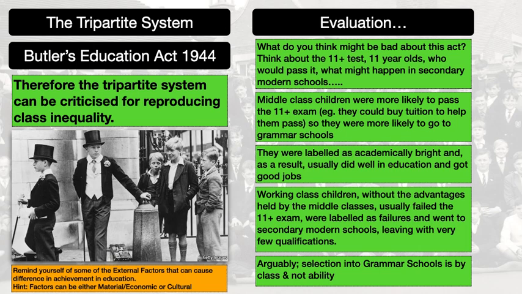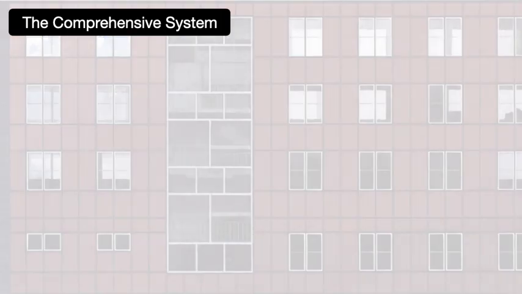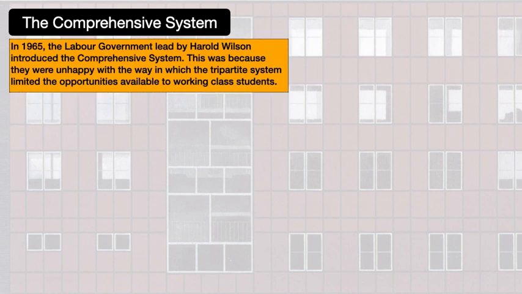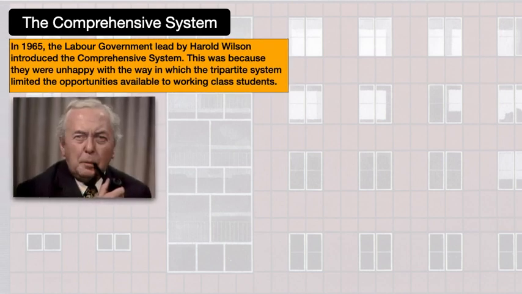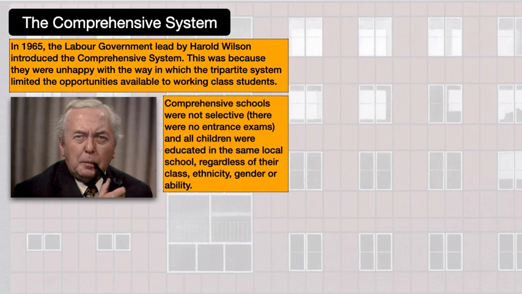But we're going to zoom forward again in time and have a look at what's known as the comprehensive system. And the image is very much of that traditional comprehensive school from the 1960s. And this happened indeed in the 1960s when the Labour government, led by Prime Minister Harold Wilson, introduced the comprehensive system. This was because they were unhappy with the way that the tripartite system limited opportunities specifically for working class students, and a Labour government was trying to address that. So comprehensive schools were introduced.